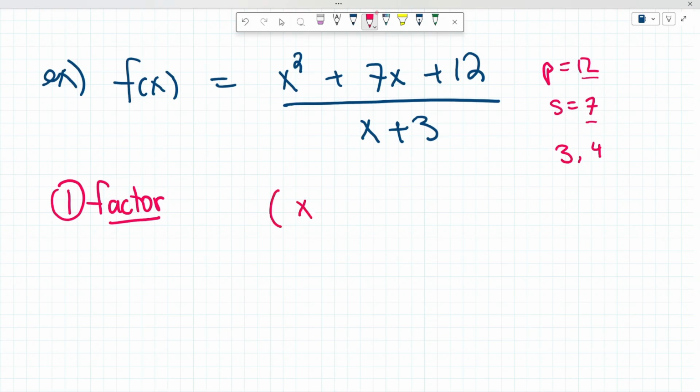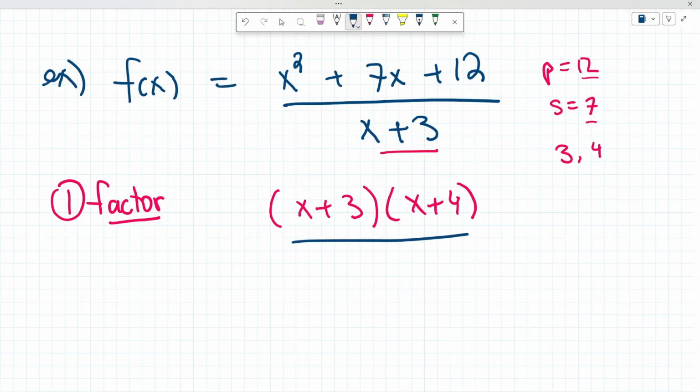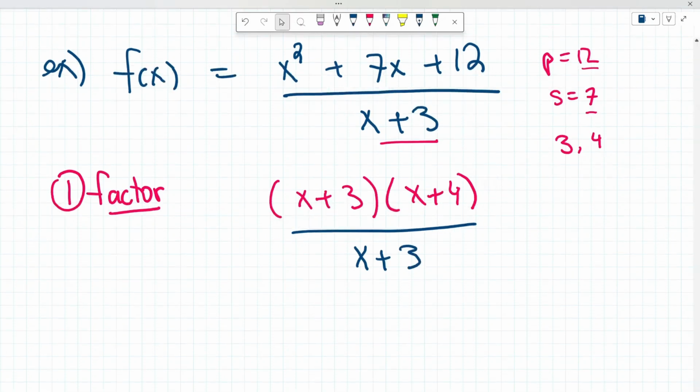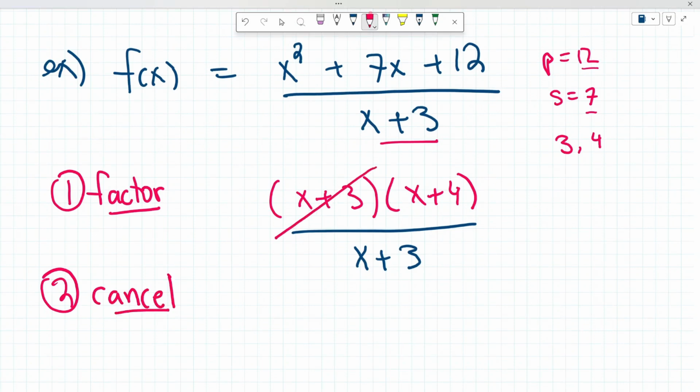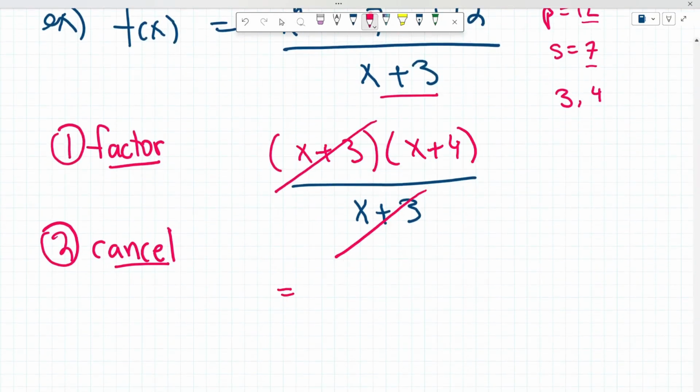So now we have x plus 3 multiplied by x plus 4. Can our denominator be factored anymore? I don't think so. It's already in factored form. So we divide our numerator by our denominator, which is x plus 3. Now we move on to step number 2, which is to cancel out the like terms. Here we can see that x plus 3 is in the numerator and in the denominator. So these can be canceled out, and then we are left simply with x plus 4.